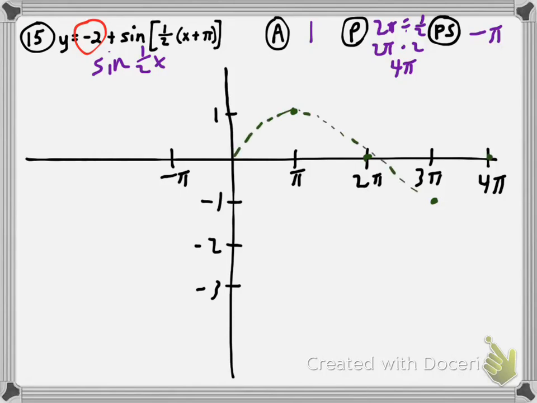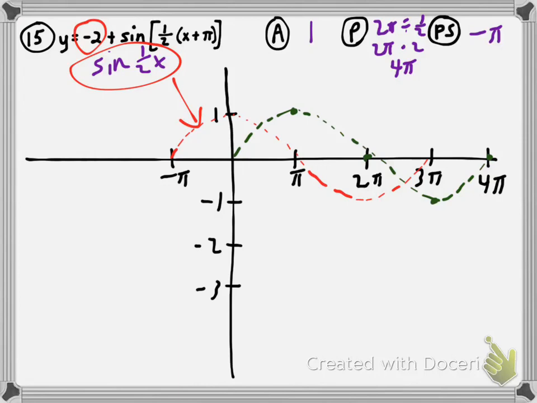Hopefully by now this is just second nature to you. That's sine of 1/2 x. We're moving that to the left pi radians. So we do the same exact thing we've been doing. There's our red graph of sine of 1/2 x. That's exactly what that graph is.